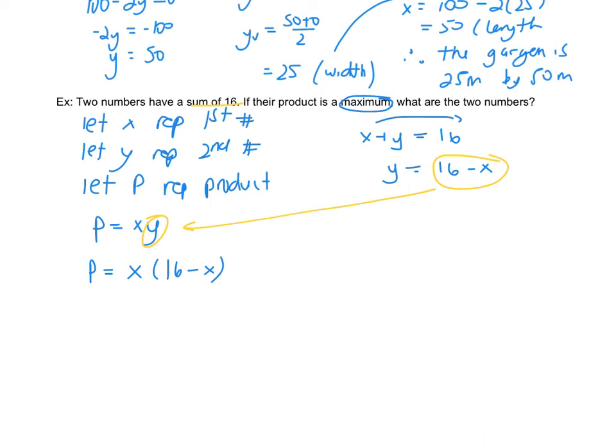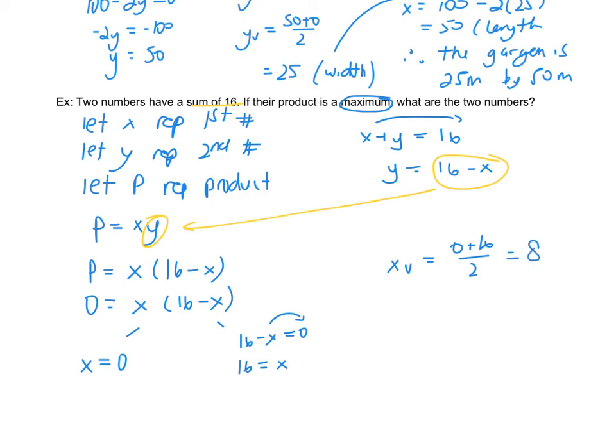And now, once again, I'm not going to do partial factoring here because it is actually in factored form already. So I'm just going to set my product equal to 0. One of the x-intercepts is 0, and the other, be careful here how you isolate for x. I'm just going to bring it to the right, so that 16 equals x. So it should be positive 16, not negative 16. And now my xv would be 0 plus 16 divided by 2, which is 8.